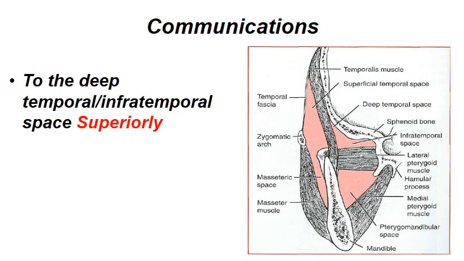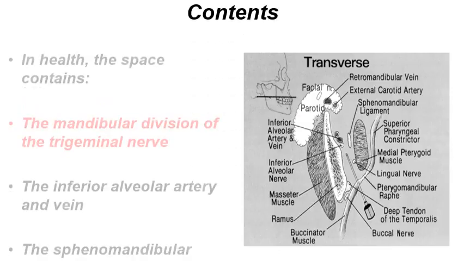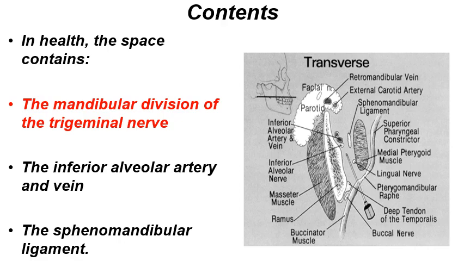Superiorly, it is communicated to the deep temporal and infratemporal spaces. What are the contents of the pterygomandibular space? Actually, the contents are very important and very relevant to the dental practitioners. We have the mandibular division of the trigeminal nerve with two most important branches, the inferior alveolar and the lingual nerve. We have the inferior alveolar artery and vein and the sphenomandibular ligament.